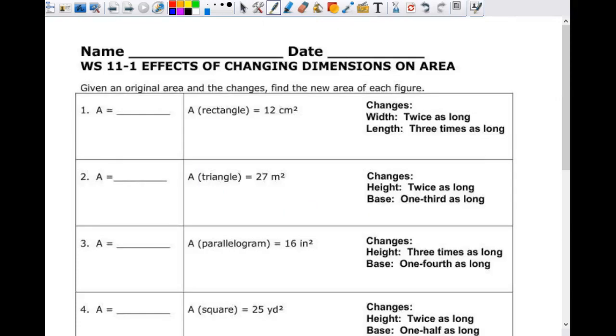Okay, so the first step to solving these is to understand the equation we're using. We find the area of a rectangle. Area of a rectangle is what? Base times height, but I guess in this example it's length times width, same thing. One number times the other number.